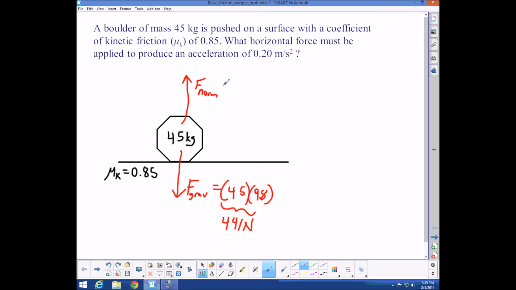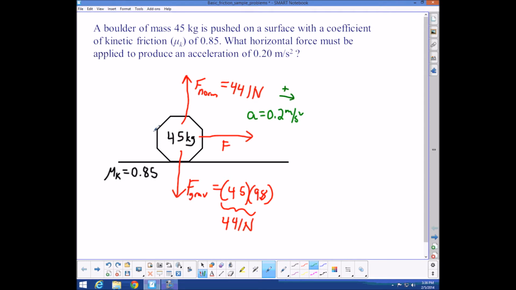If this was on an incline, or if the applied force was acting at an angle, we would need to figure out what the normal force is. Again, the normal force is important when we're going to calculate the force of friction. We have an unknown force F that's pushing this boulder forward, and this force is causing the boulder to have an acceleration of 0.2 meters per second squared. I'm going to set this up so that the acceleration is to the right, making the right the positive direction.